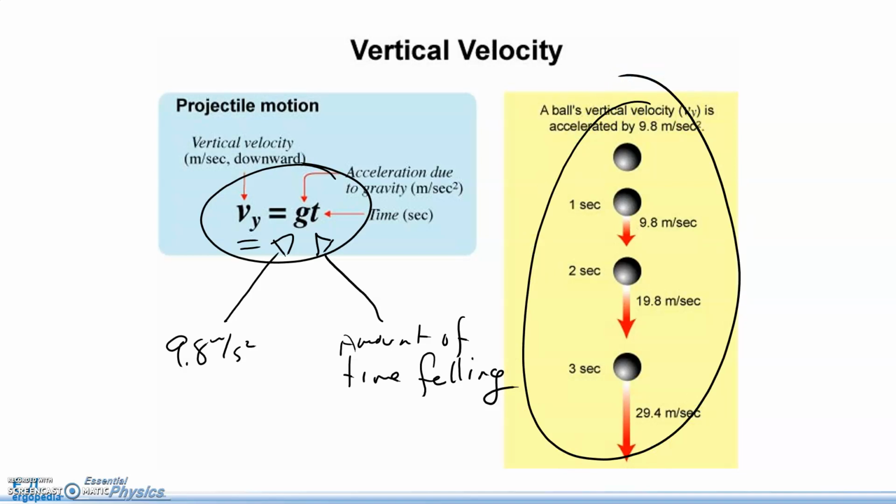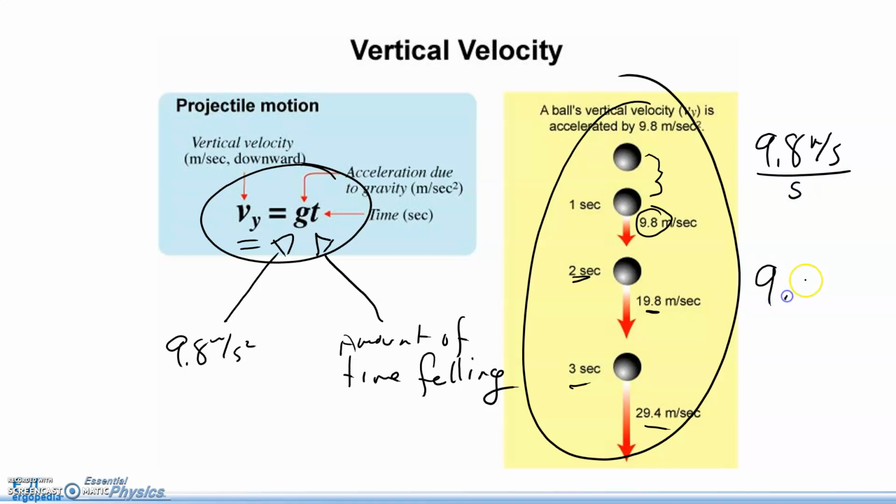We spoke of this recently, but you see after 1 second, its speed is 9.8. After 2 seconds, its speed is 19.6 meters per second. After 3 seconds, its speed is 29.4 meters per second. So if you notice, your speed is constantly increasing by 9.8 meters per second for every second the ball is falling.